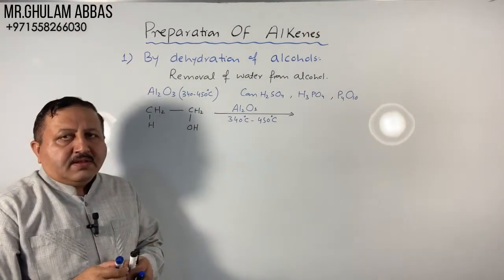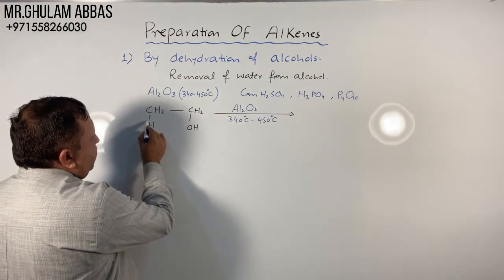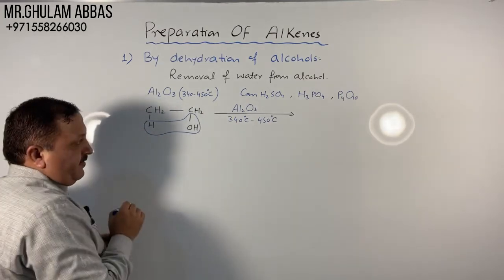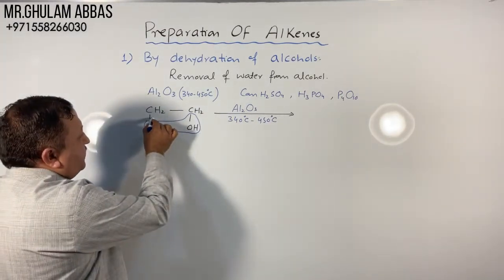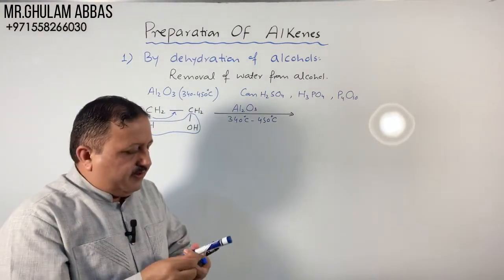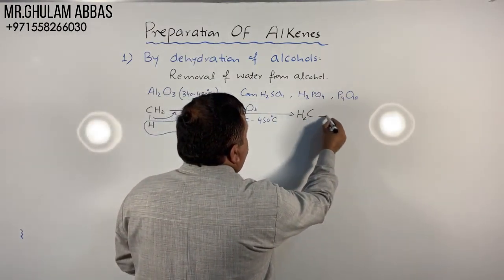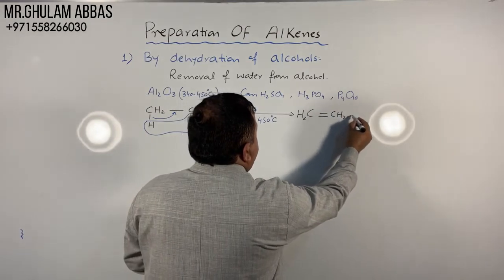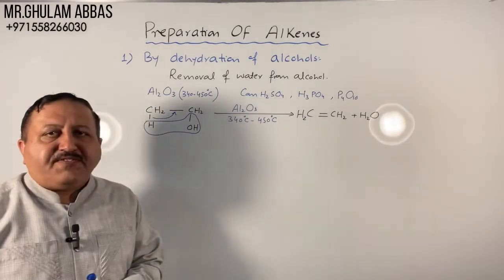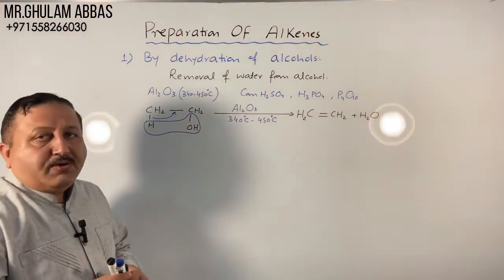Now the water is removed from this ethanol, H in the form of positive and OH in the form of negative, and this bond is shifted between carbon and carbon, and after shifting of the bond we will obtain alkene, CH2 double bond CH2, and the side product will be H2O. So this is the first method for preparation of alkene from alcohol.